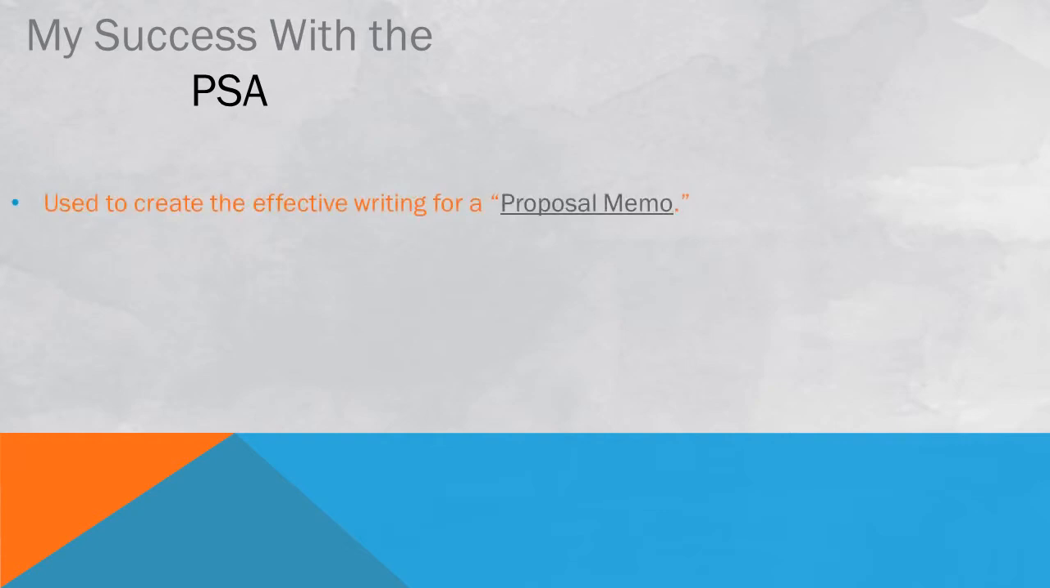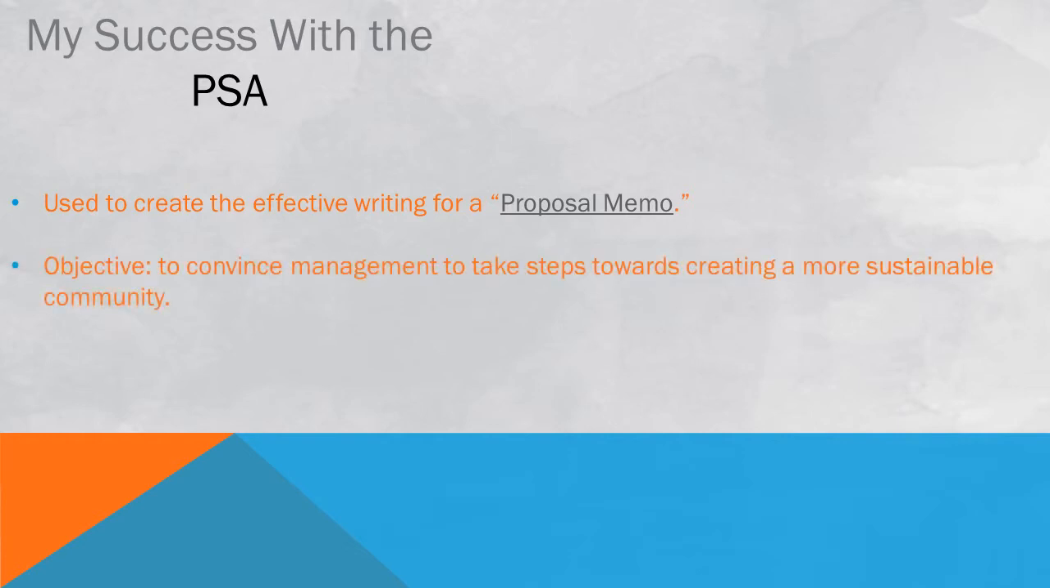An example of my own success using the PSA came in the proposal memo assignment. For this project, I proposed that my apartment complex take steps towards becoming more sustainable. In order to do this, I followed the PSA to create an effective document. During the plan phase, I decided why I was writing, who my audience was, and how I could get my point across to them. Then, I researched ideas on how to make the complex more sustainable.